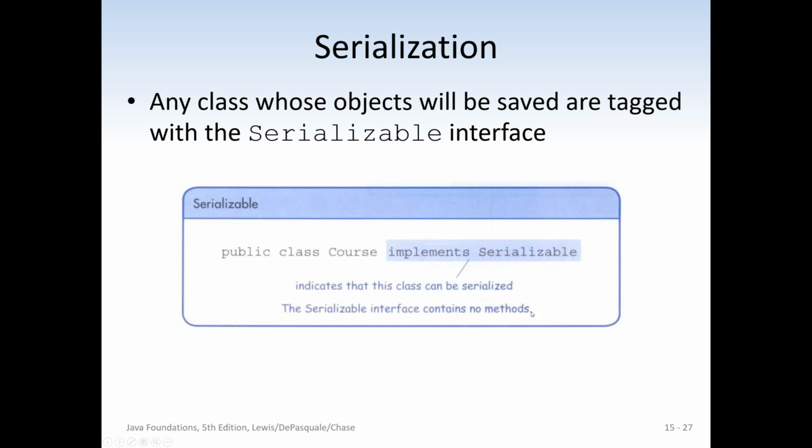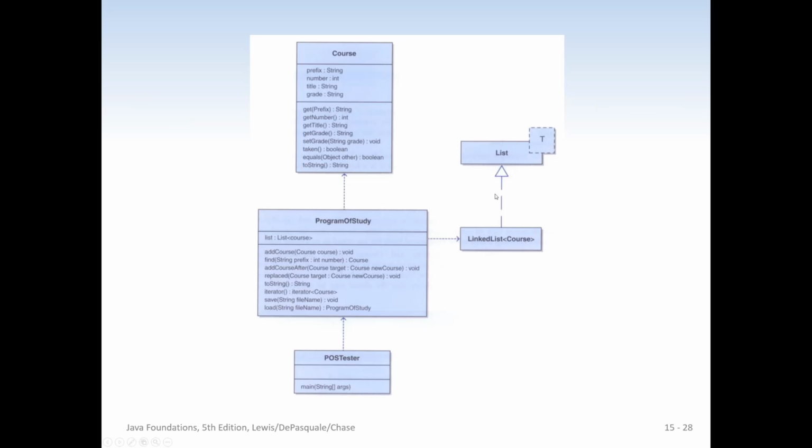There's no method that you have to implement. It's done internally by the JVM. But every internal class also needs to be serializable unless it's a base type. So there you go, serialization.